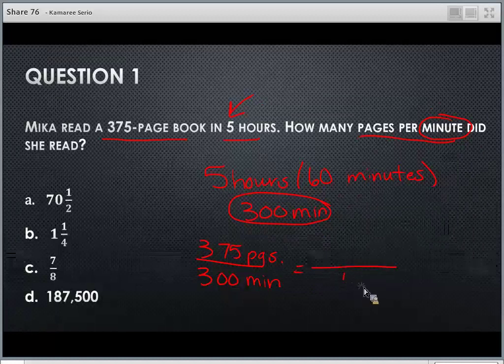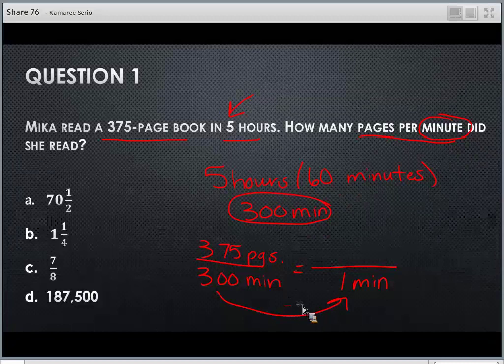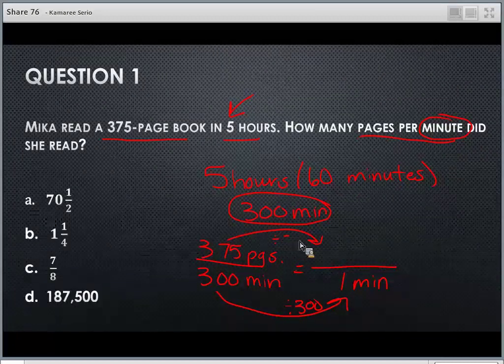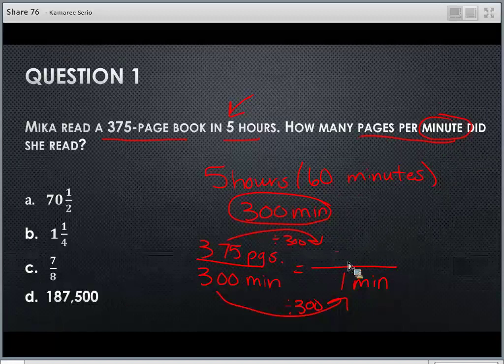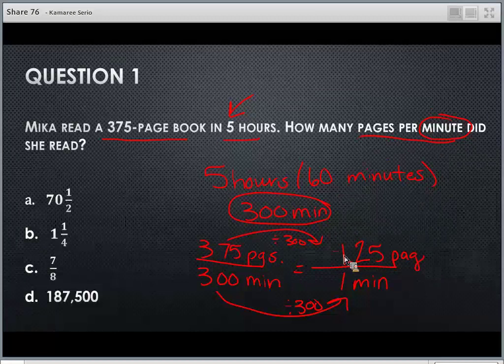So if I want to know how many pages you can read every 1 minute, remember you divide by 300 here and divide by 300 up top. So 375 divided by 300, I get 1.25 pages, or 1 1/4. So the answer here is B.